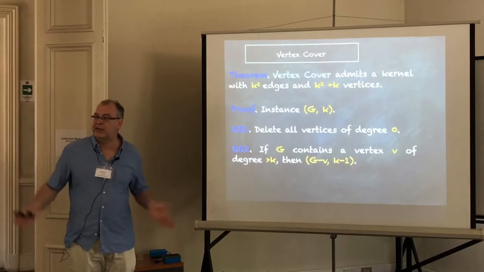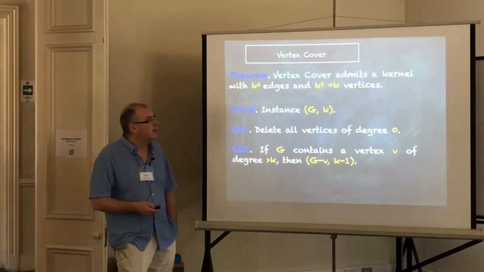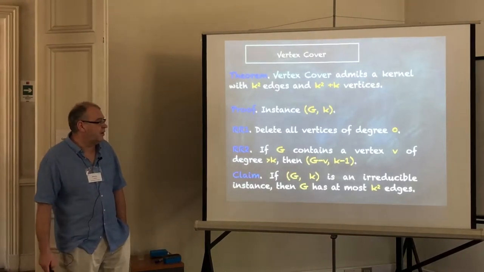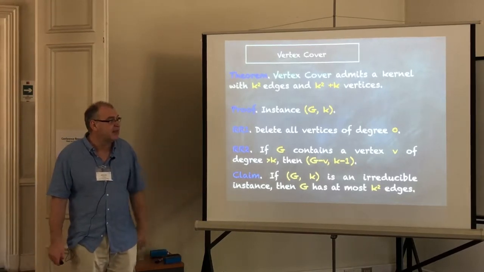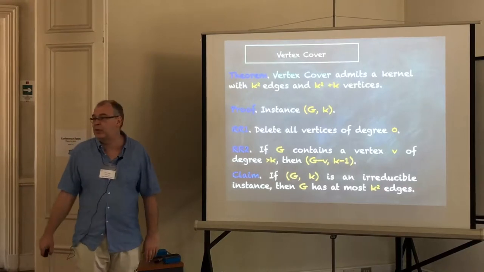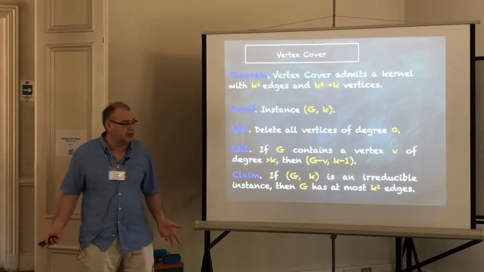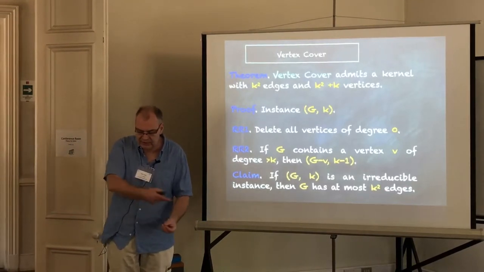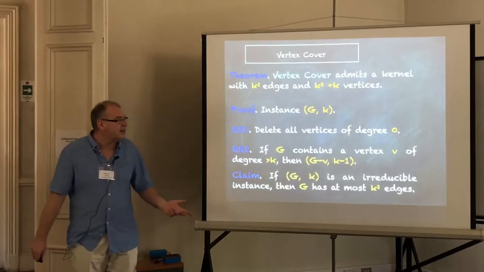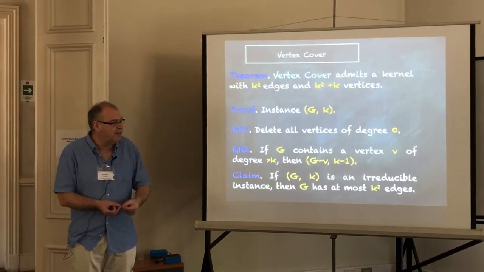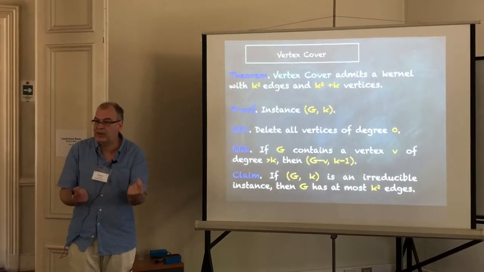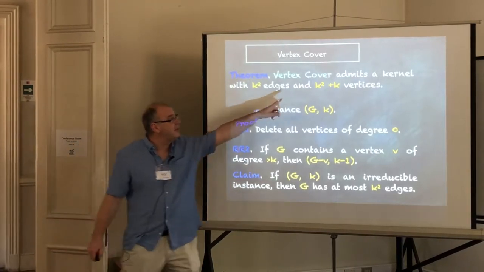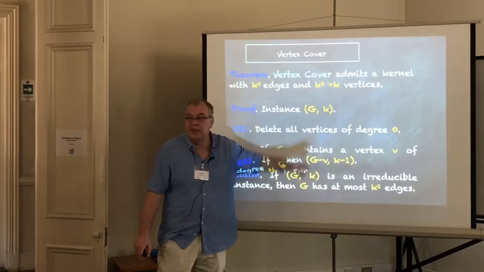That's exactly the same as what I did yesterday. And now the claim is: if graph G, k is an irreducible instance, then it contains at most k squared edges. Okay, what does irreducible mean? There are no zero-degree vertices, and every vertex is of degree at most k, so I cannot have more than k squared edges. And also in the theorem, I say that it's at most k squared plus k vertices.